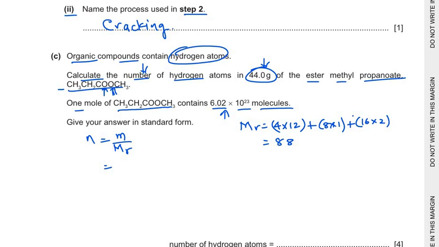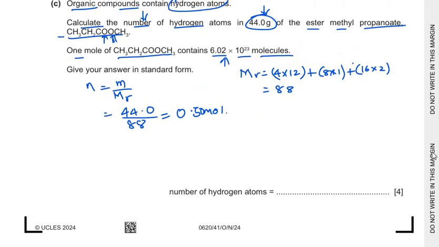So moles is equal to 44.0 divided by 88, and that is 0.5 moles, right? 0.50 moles. So this is how we get the moles of the ester shown here. Now we know that 1 mole contains 6.02 × 10^23 molecules. So how many molecules will be there in 0.50 moles? So in 0.50 moles we have 6.02 × 10^23 number of molecules.